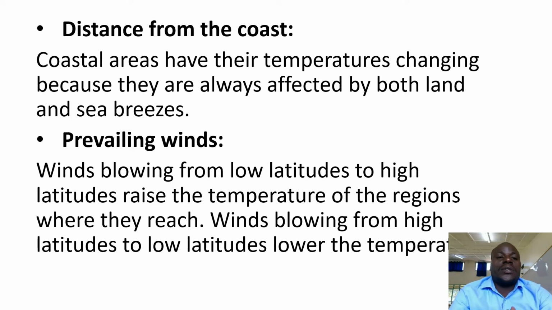Class, this is lesson 2 about factors that influence temperature. And in lesson 1, we looked at factors like latitudinal location and altitudinal location. So the third factor is distance from the coast. Coastal areas have their temperatures changing because they are always affected by both land breeze and sea breeze.